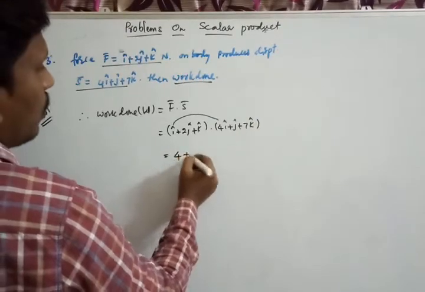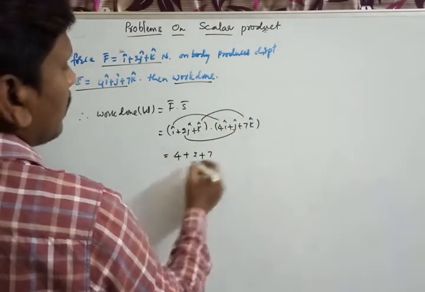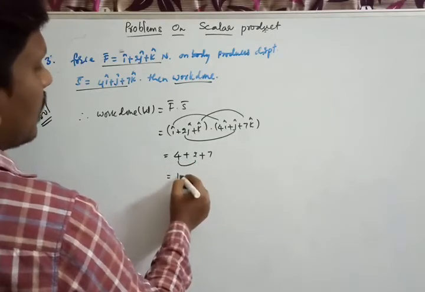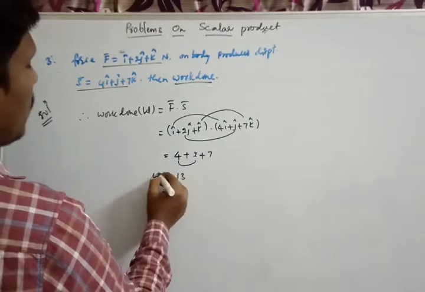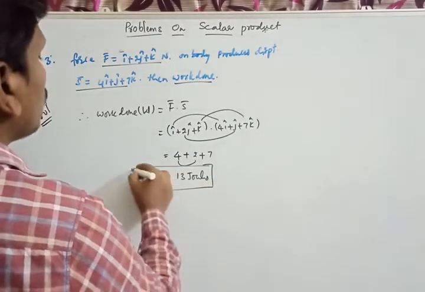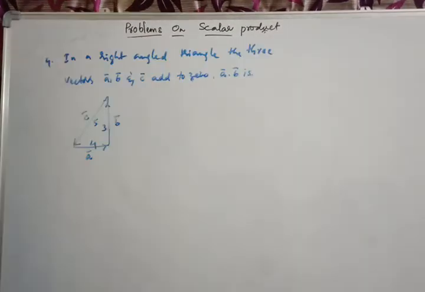This is 4 plus 2 plus 7. That is 6 plus 7, 13. So work done is 13 joules. Work is measured in joules. This is the answer for the third question. It's very simple. Now let us see the fourth question.